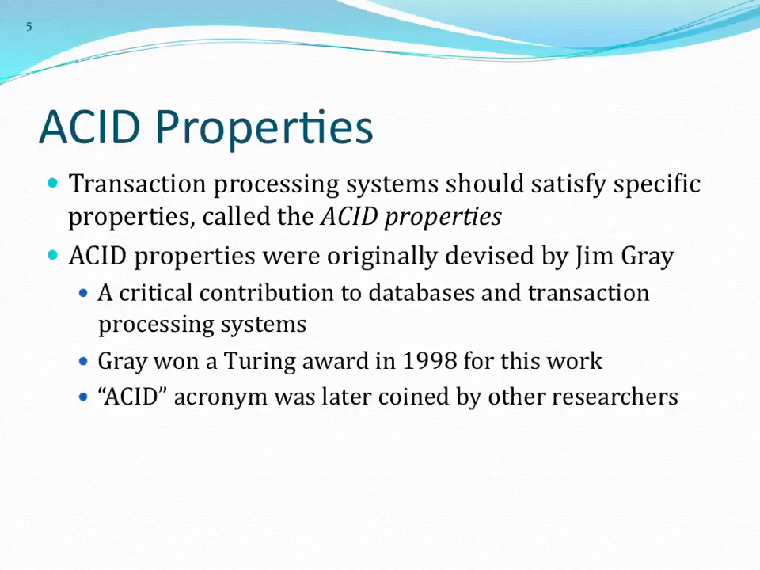The ACID properties were devised by this really brilliant guy named Jim Gray, who is basically the reason why you can go up to an ATM and withdraw money and the bank won't lose track of how much money you have, or you can make phone calls on your cell phone and the phone company can keep track of how many minutes you have left, and all of these kinds of things. Because he was really fascinated by transaction processing systems, and he figured out all of these essential characteristics. And so he won a Turing Award for it, rightly so. And unfortunately, he was lost in a boating accident. They never found him.